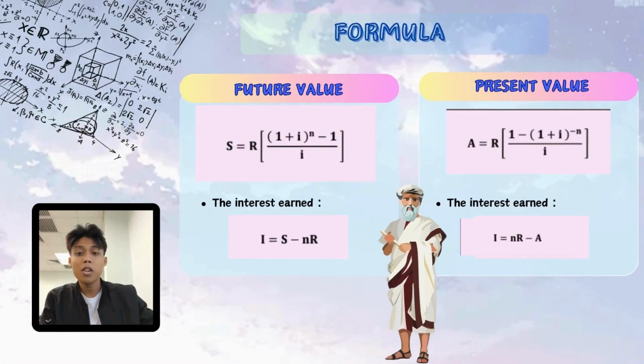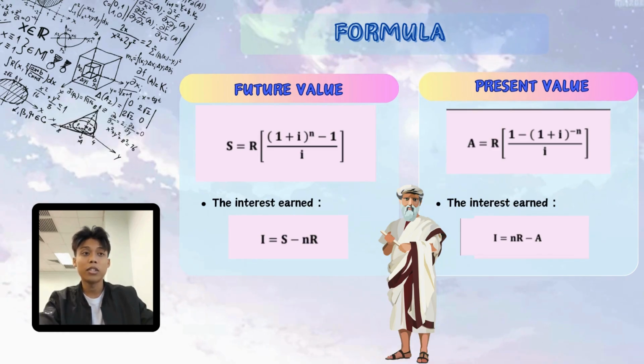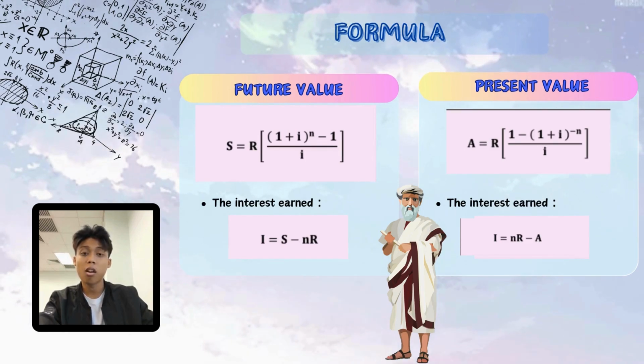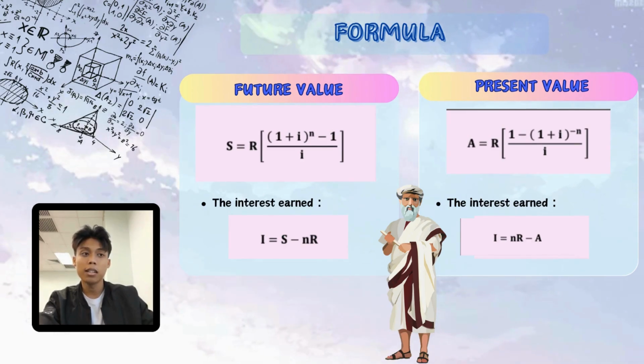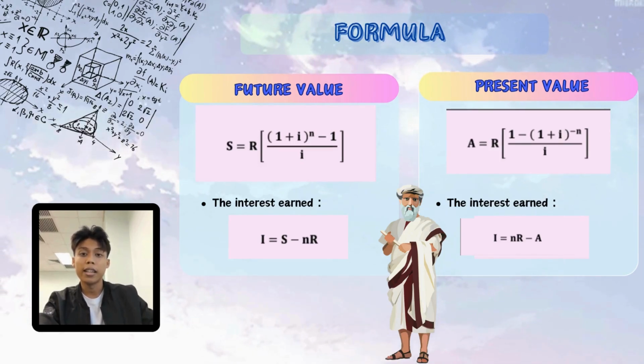Now I will explain the formulas used in this chapter. There are specific formulas used to calculate the present value and future value of an annuity. Let's talk about the future value of an annuity. The future value represents the total amount that we will have after making a series of regular payments or investments, assuming these payments earn interest over time. The formula to calculate the future value of an annuity is S equals R times (1 plus I) to the power n minus 1, divided by I.